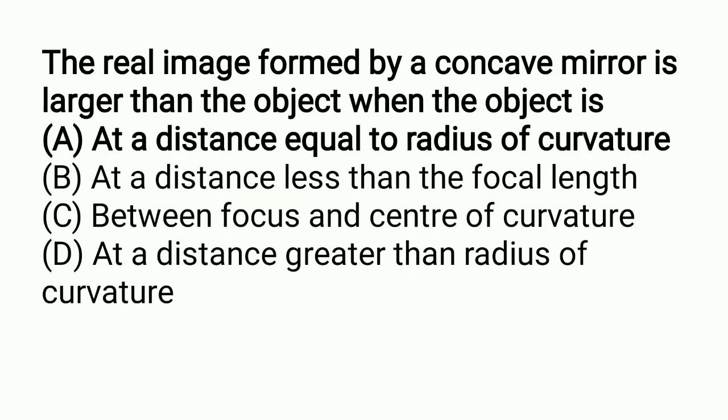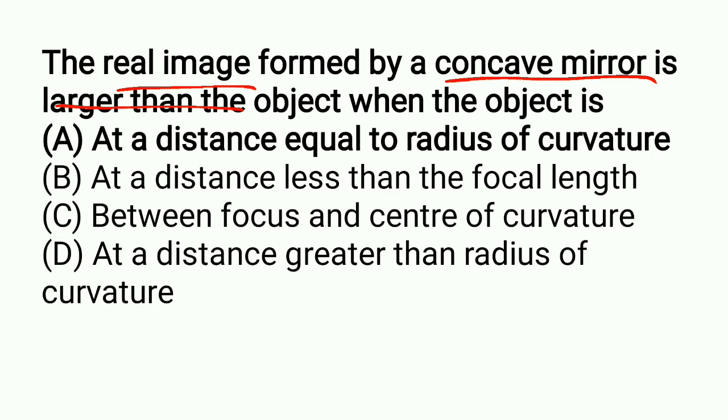Next question. The real image formed by a concave mirror is larger than the object. It is larger than the object when the object is... Here we know that concave mirrors produce a diminished image, an enlarged image, and also the same size. So in order to get the enlarged image, where should the object be kept in front of a concave mirror? Here we have option A, at a distance equal to the radius of curvature.